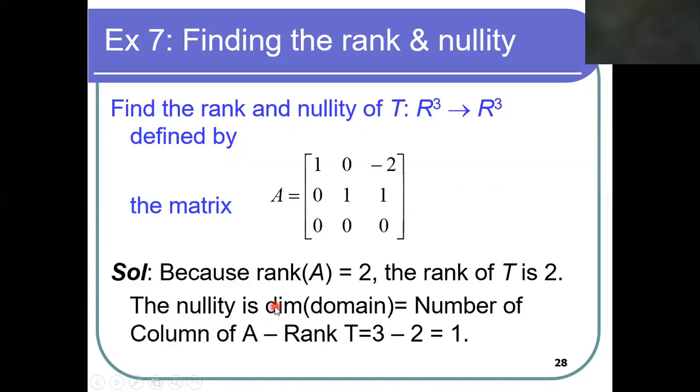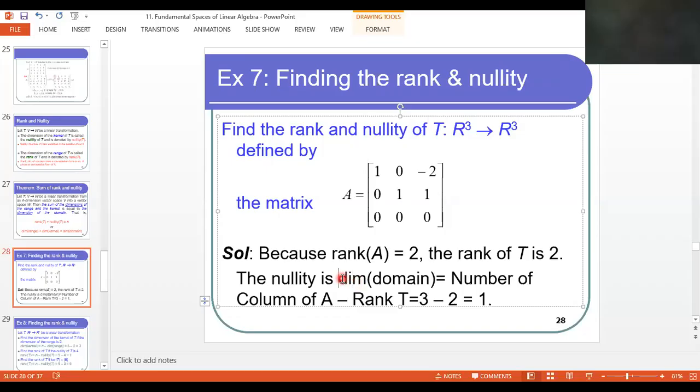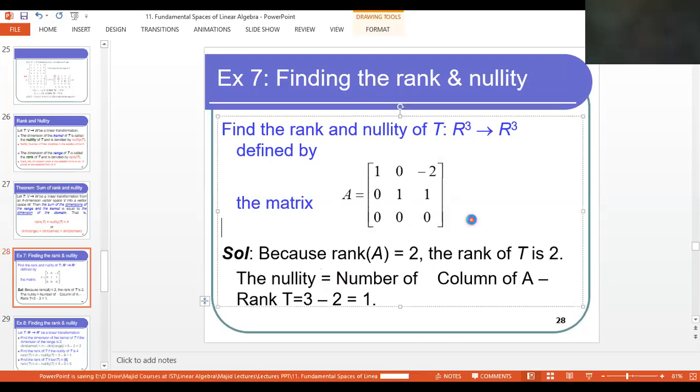So let me correct this. This is the correct one: the nullity of T is equal to the number of columns, that is n, or the number of columns of A, minus the rank of the transformation. So I just corrected this.